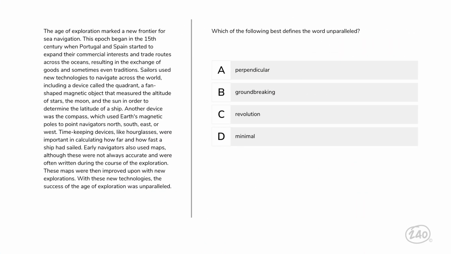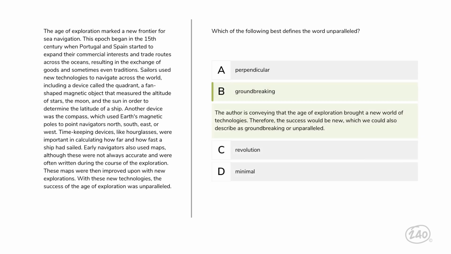Which of the following best defines the word unparalleled? Perpendicular, groundbreaking, revolution, or minimal? Remember, the context matters. Think to yourself, where was unparalleled used? Why did the author use it? Choice B is best. Overall, the author is conveying that the Age of Exploration brought a new world of technologies. Therefore, the success would be new, which we could also describe as groundbreaking or unparalleled.